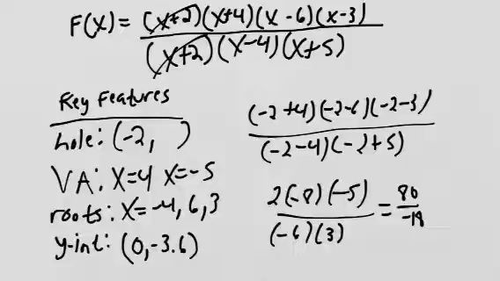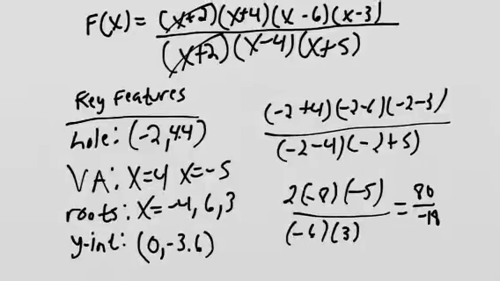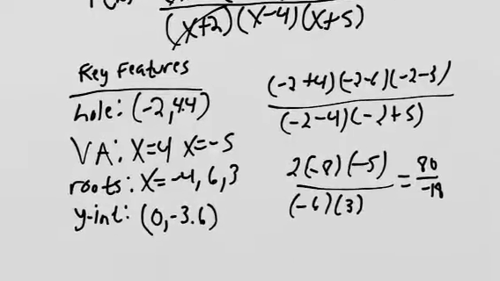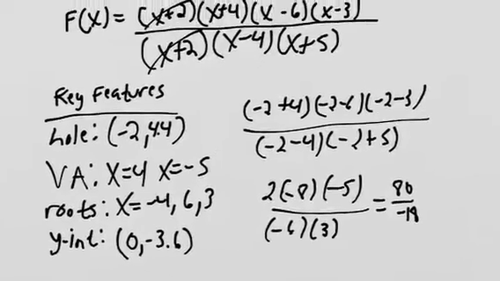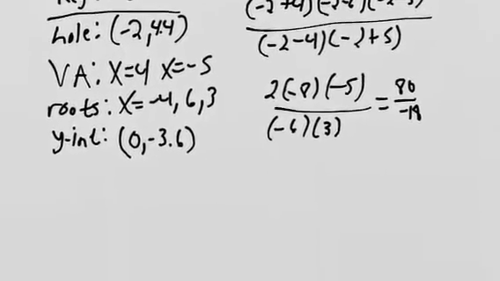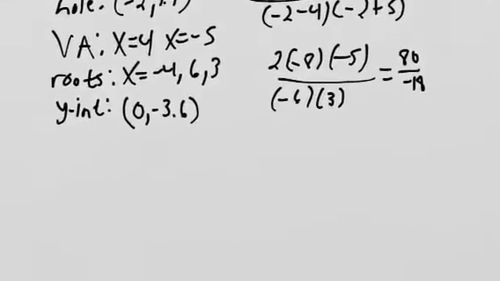Okay, so 80 divided by -18, that's going to give us 4.44444444444. So 4.4, we'll say. All right, so we have our hole, we have our vertical asymptote, we have our roots, we have our y-intercept, and we have enough in here to finally do our analysis. Okay, so let's start sketching some stuff on. I'll scroll down a little bit, draw my axis.